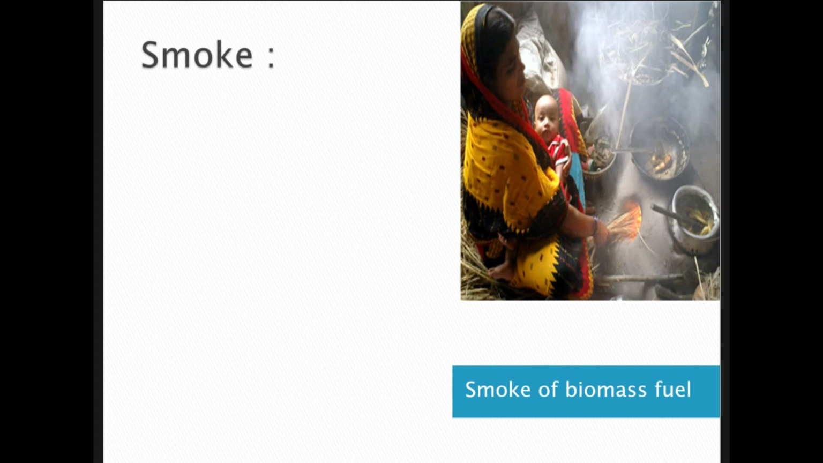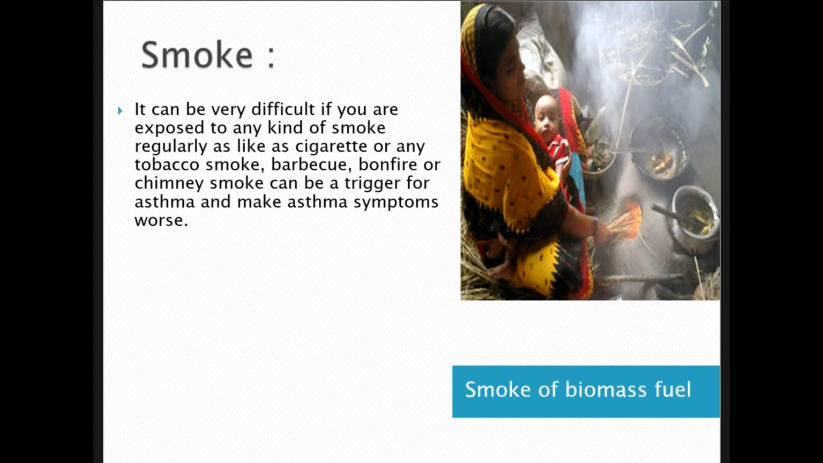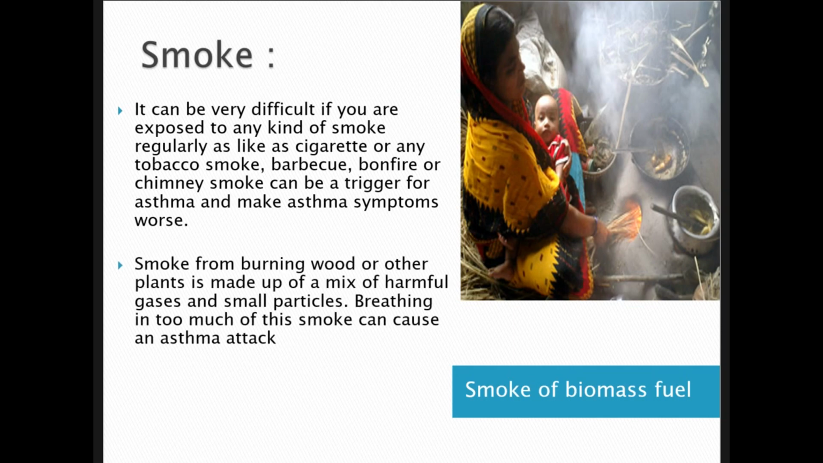Smoke. It can be very difficult if you are exposed to any kind of smoke regularly, like a cigarette or any tobacco smoke. Barbecue, bonfire or chimney smoke can be a trigger for asthma and make asthma symptoms worse. Smoke from burning wood or other plants is made up of a mix of harmful gases and small particles. Breathing in too much of this smoke can cause an asthma attack.